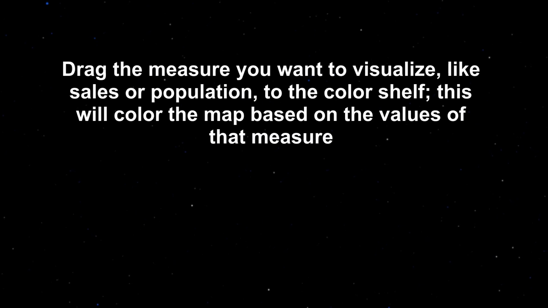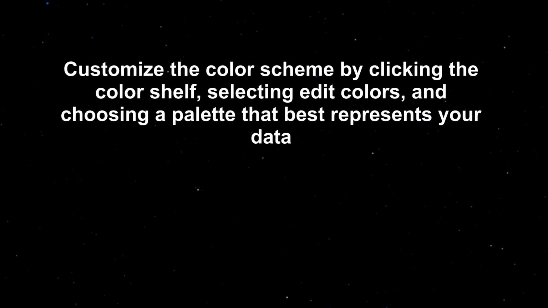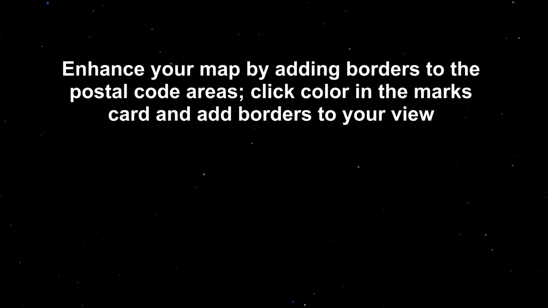Drag the measure you want to visualize, like sales or population, to the color shelf. This will color the map based on the values of that measure. Customize the color scheme by clicking the color shelf, selecting Edit Colors, and choosing a palette that best represents your data. Enhance your map by adding borders to the postal code areas. Click Color in the Marks card and add borders to your view.